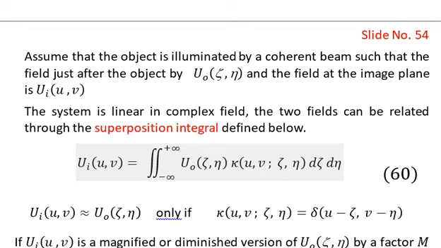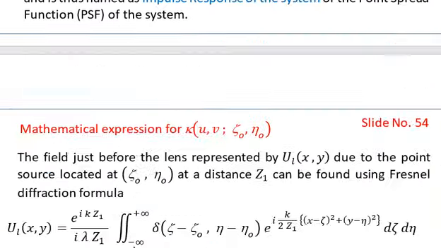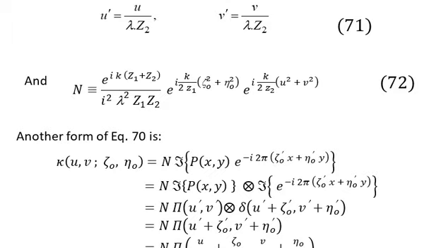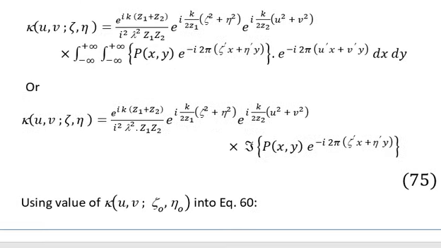But if the input is not a point source, but is the field as shown in equation number 60, that is the field u naught of zeta and eta, then the field at the output plane, or at the image plane, will be ui of u and v. So we are going to make a substitution of kappa in equation number 60, so that we can calculate the output field.